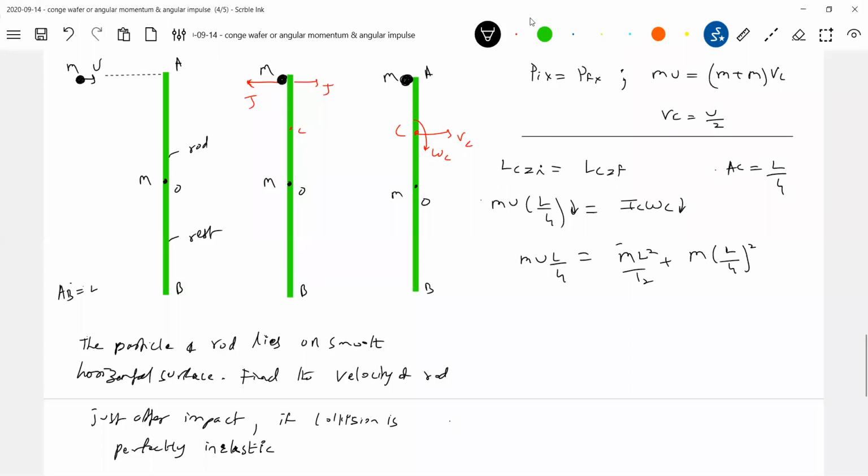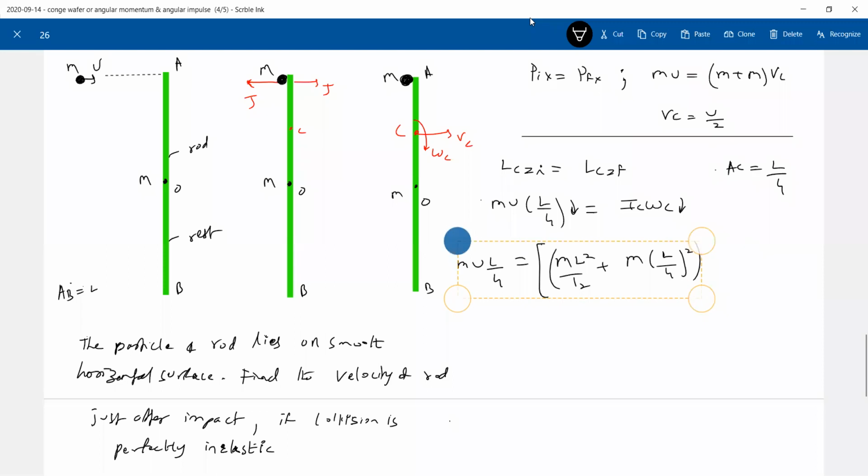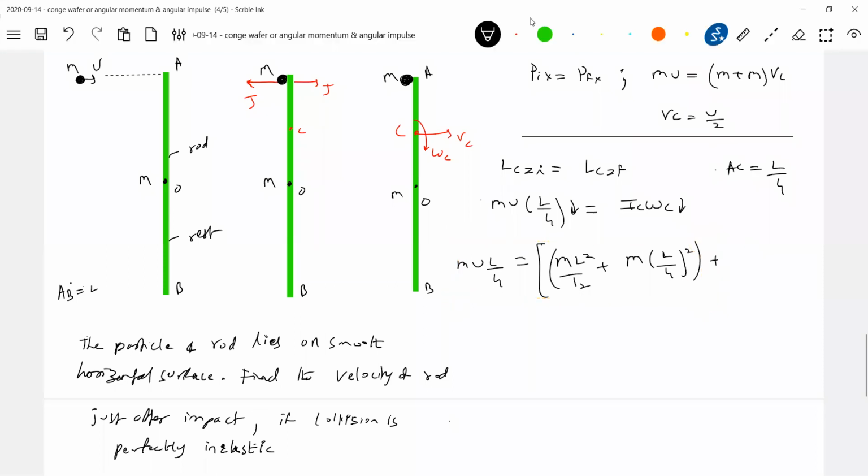This is for the rod. Okay, fine. Then for the particle, how much is it? At what distance from the axis is the particle? At a distance L by 4. So m into L by 4 whole square into omega c. Solving all this, we already know Vc, so solving this we'll get omega c. Put it clearly: this is for the rod, this is for the particle.